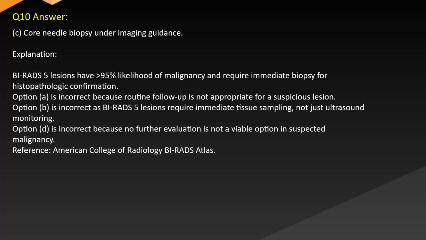Explanation: BI-RADS 5 lesions have a 95% likelihood of malignancy and require immediate biopsy for histopathologic confirmation. Option A is incorrect because routine follow-up is not appropriate for a suspicious lesion. Option B is incorrect as BI-RADS 5 lesions require immediate tissue sampling, not just ultrasound monitoring. Option D is incorrect because no further evaluation is not a viable option in suspected malignancy. Reference: American College of Radiology BI-RADS Atlas.